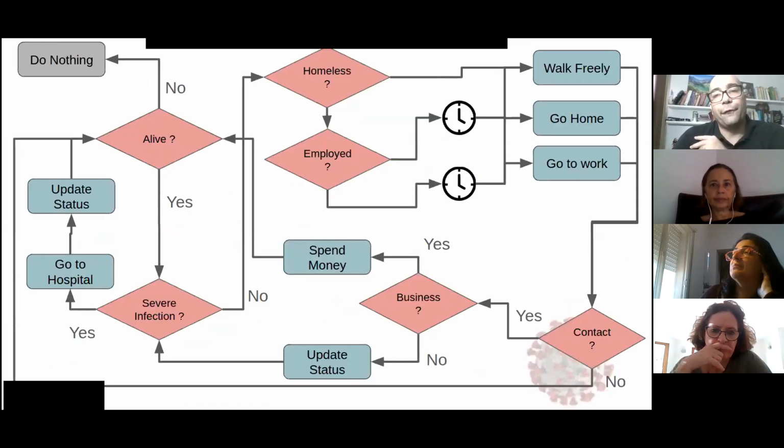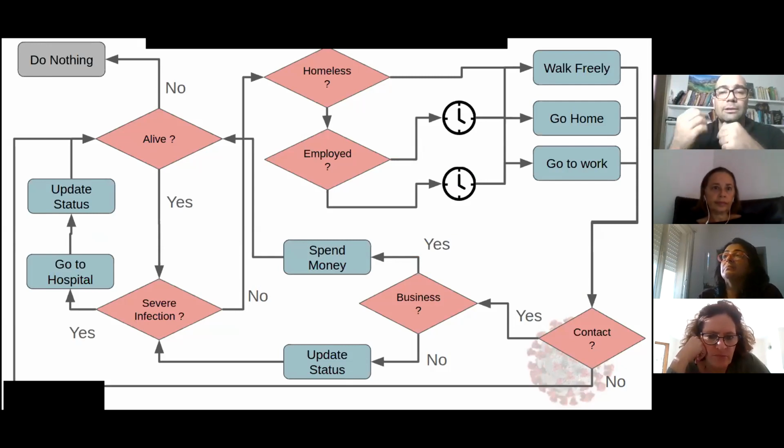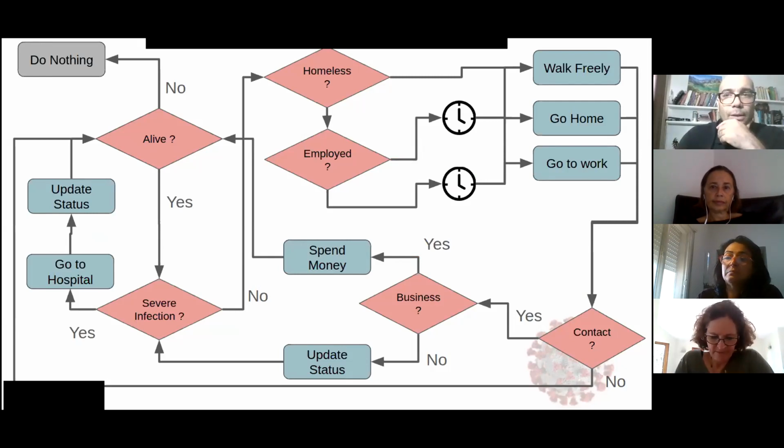Then the workflow of each agent also becomes much more complex. Now we have to consider if the person has a house, or if it's homeless, if it's employed or not, if the person has contact with another person, or if the person has contact with a business. If it has contact with the business, it spends money, or with an infected person, it can be infected, and so it goes. So the workflow that each agent executes in each iteration is much more complex.